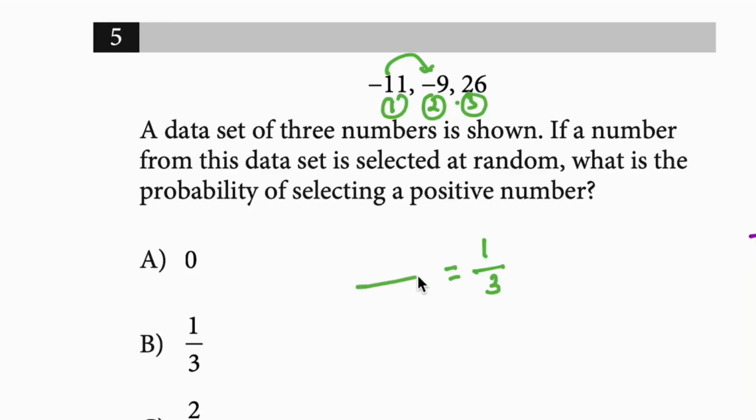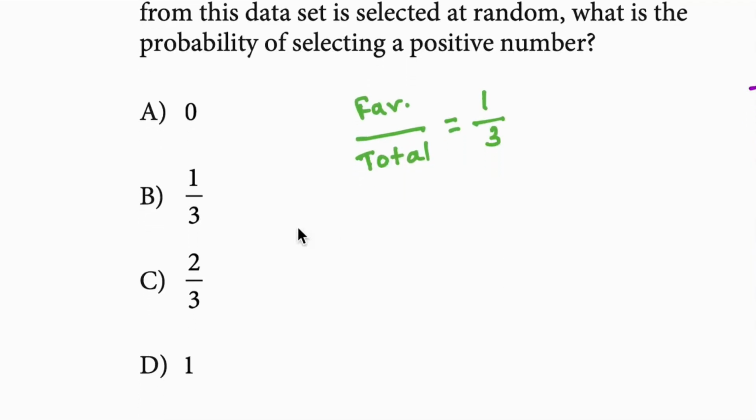If we write the formula, the denominator always has the total number of outcomes and the numerator always has the favorable outcomes, that is, what is required in that particular question. So the positive number is only 1 and the total numbers are 3. So B is the right option. Okay.